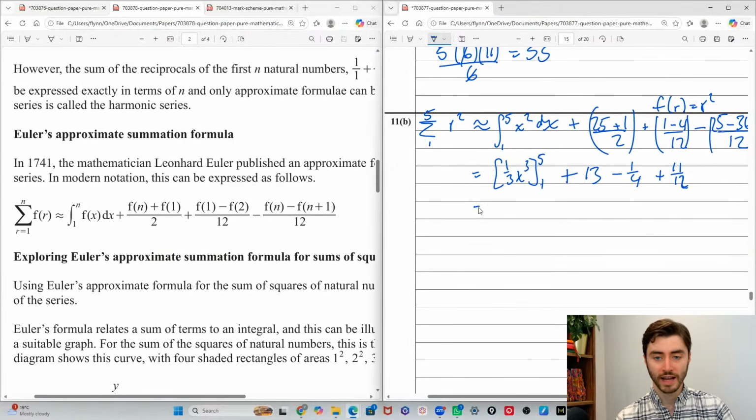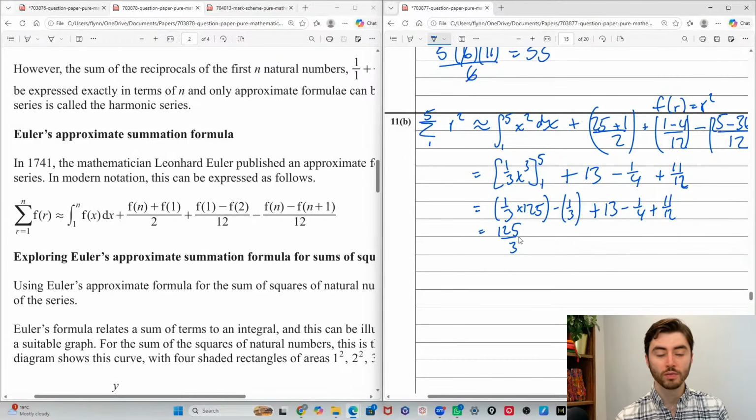So I'm kind of just working it out. I know as much as you do at this point. So that's a third. Now I plug the 5 in. Cool. So it's a third times 125 minus a third times 1 plus 13 minus a quarter plus 11 over 12. So it's 125 over 3 minus a third plus 13 minus a quarter plus 11 over 12.